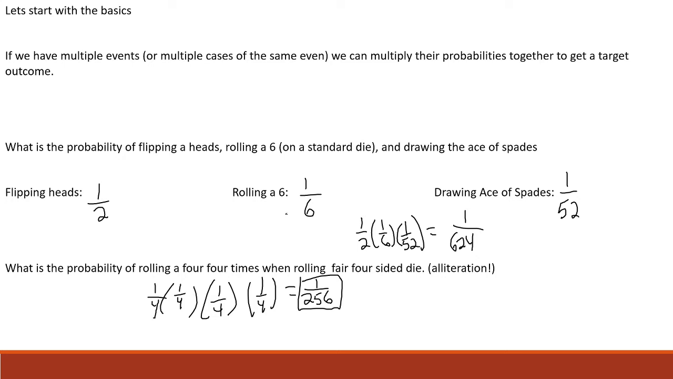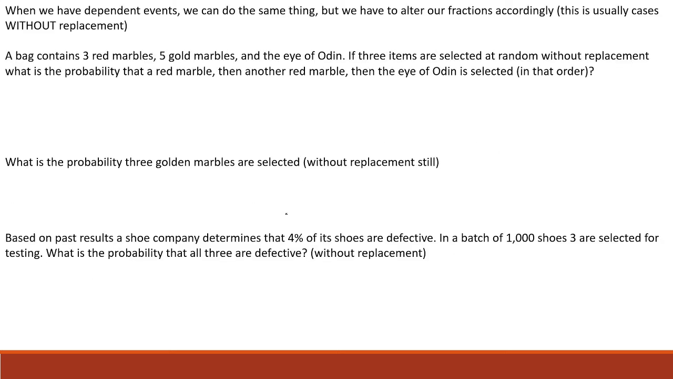So again, when you have multiple events, split them up into different categories, and then find the probability of each one, and then multiply, not add, but multiply those probabilities together. Now, if you're doing something without replacement, which is called a dependent event, then you still have to take them individually, but you might have to alter your fractions every now and then.